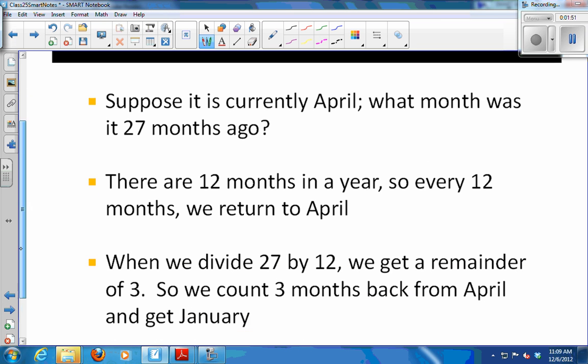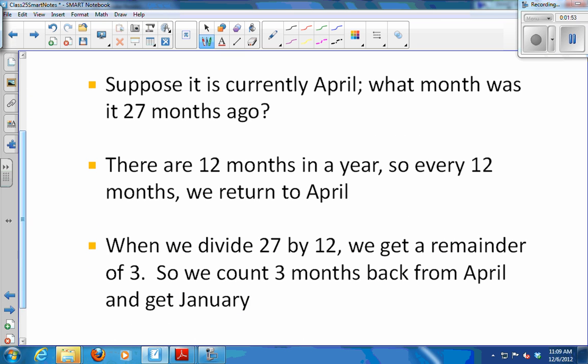Okay, so we use the remainder to answer questions like this. Another time we do this is with months. If we say it's currently April, what month was it 27 months ago? So there are 12 months in a year, so every 12 months we return to April. So we divide 27 by 12.